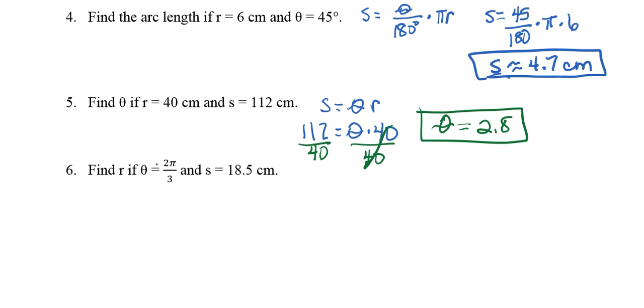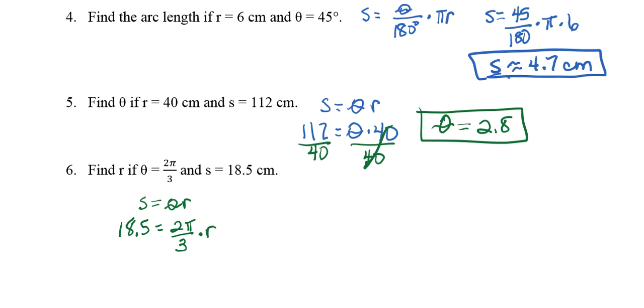In number 6, they want us to find the radius. If I have an angle of 2 pi over 3, it does not have the degree sign, so this is in radians, and I have an arc length of 18.5 centimeters. Since this is in radians, I have to make sure I use the angle formula with radians, which is s equals r theta. So the s is 18.5, theta is 2 pi over 3, and I'm looking for r.